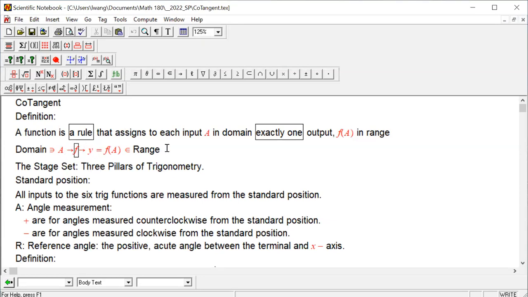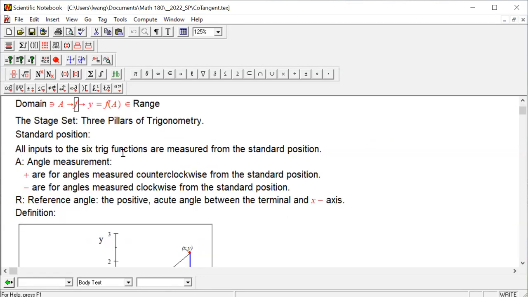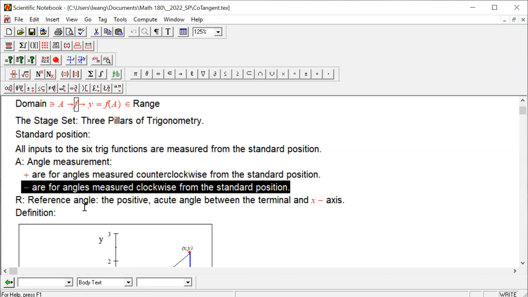So cotangent is a rule that assigns each input, which is an angle in the domain, which is to be determined, exactly one output in the range. And the stage set, of course, the three pillars of trigonometry still. All the inputs to the six trig functions, including cotangent, are measured from standard position. For angle measurement, counterclockwise gives a positive angle, clockwise gives a negative angle. Reference angle is the positive acute angle between the terminal side and the x-axis.